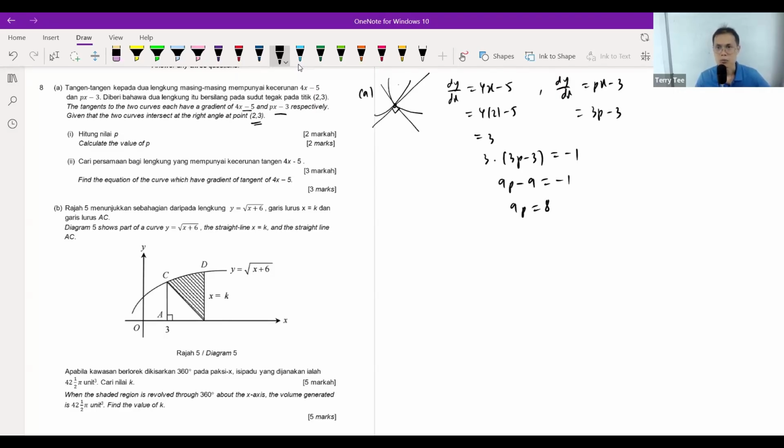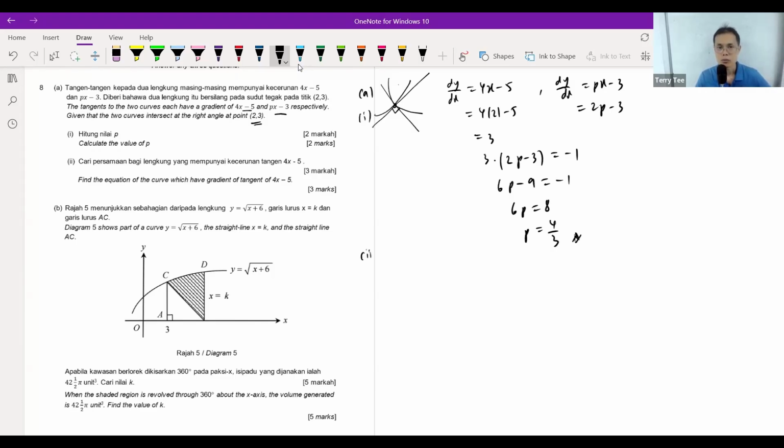Did I make a mistake here? Oh, you substitute x with 2. Sorry. Your x is 2. This is 2p minus 3, not 3p minus 3. Sorry, that's why it looks a bit weird. So this is 6p minus 9. If you bring over, 6p is now 8. P is 4 over 3. That is Roman 1.